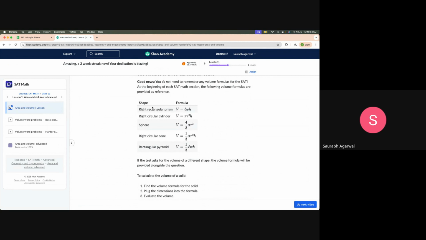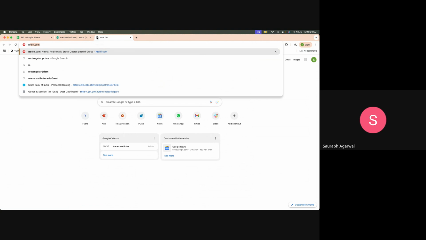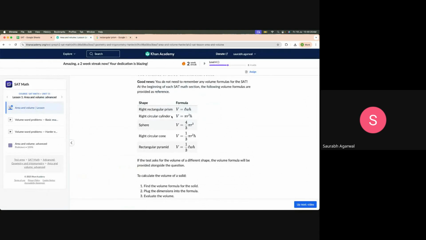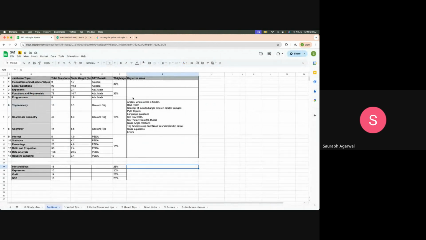The other learning area here is that a rectangular prism is like a cuboid. Okay, the difference is that in the cube all the sides are equal, but here these three sides are different. Length, width, and height are different. Okay, so that is a rectangular prism. It is not the same as a prism. Okay, don't make this mistake. It is like this. Okay, length, width, height. So this was the learning area.